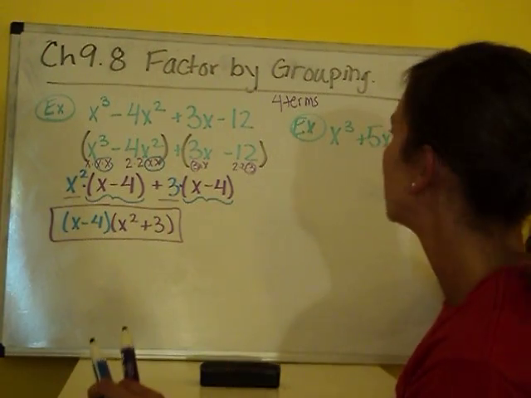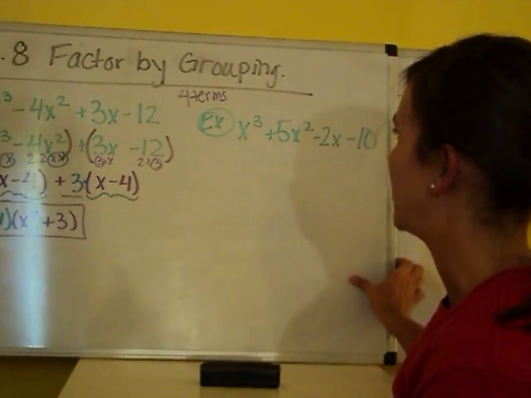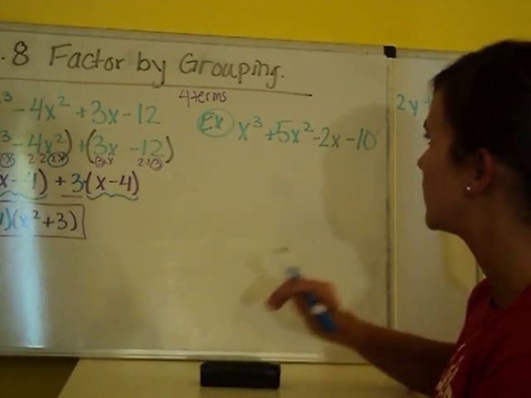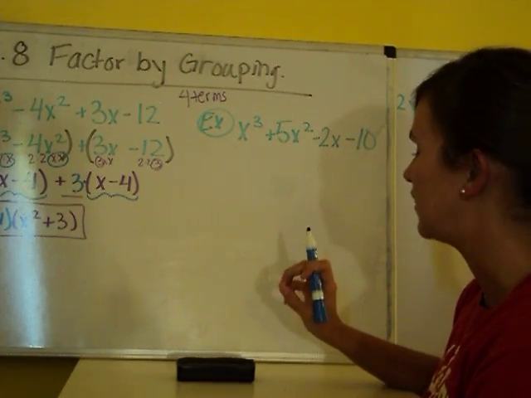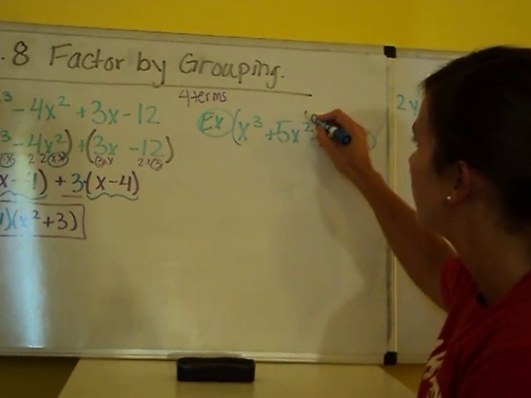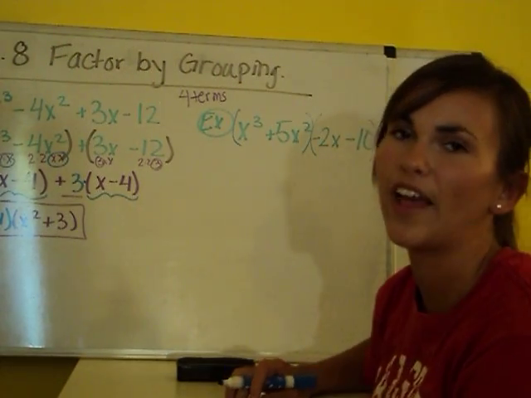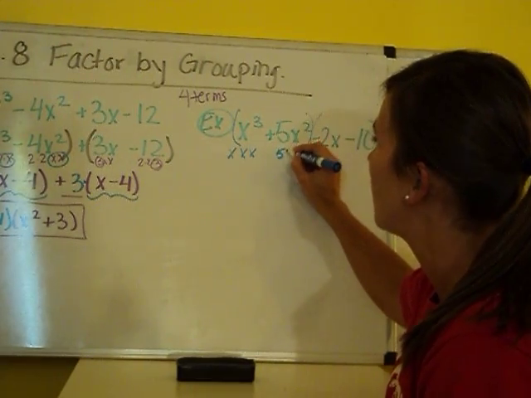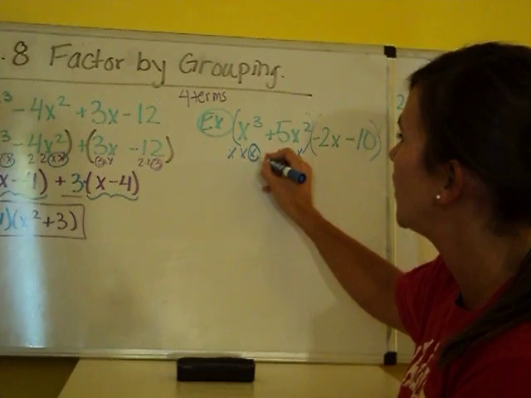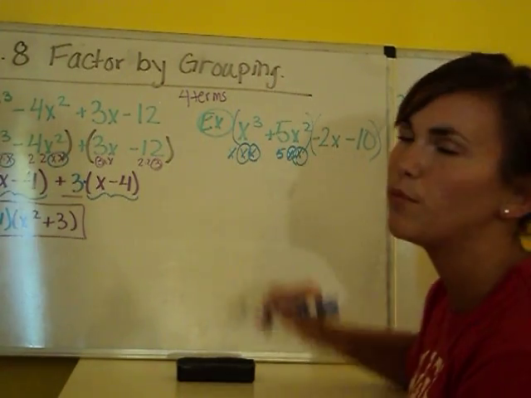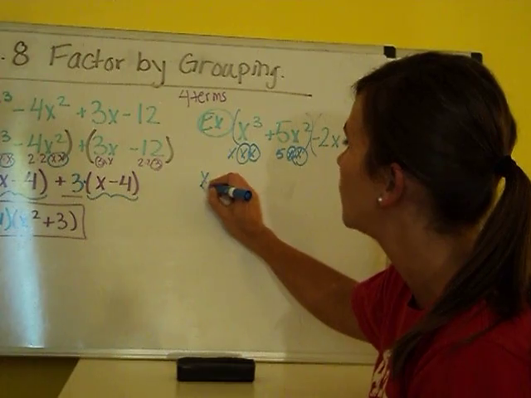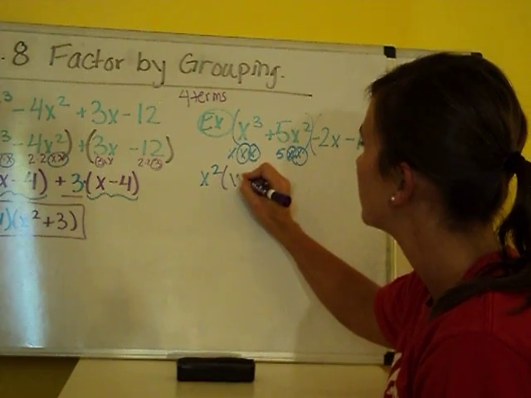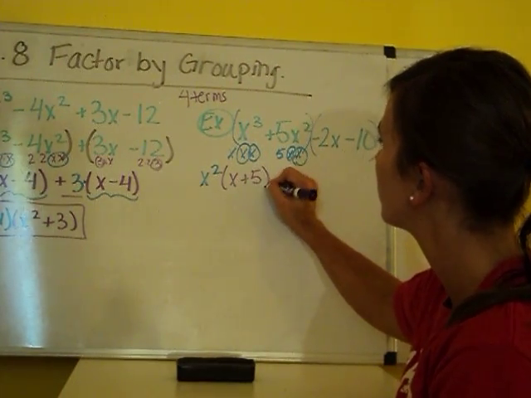So we'll do 3 more examples just to get the idea down. Okay? So here we have x cubed plus 5x squared minus 2x minus 10. Okay, here we're going to factor by grouping again. We're grouping our first 2 terms and grouping our last 2 terms. x cubed is x times x times x, and we have 5x squared. We are sharing 2 x's, and we have to pull out the greatest. So here we have an x squared on the outside, and then left over, we're going to have an x and a plus 5. Okay?